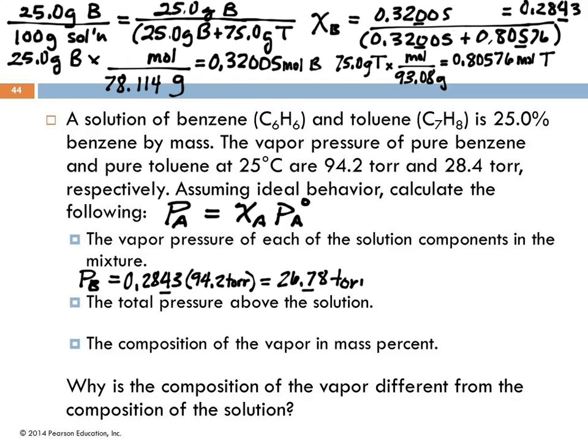.78 torr. We would round that off, but I think we're going to end up needing that number. So we'd round that to 26.8 for a final answer there.